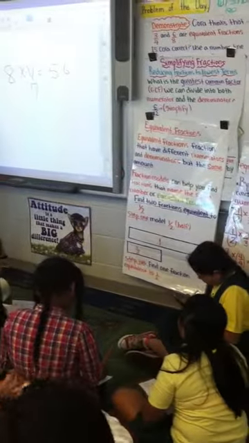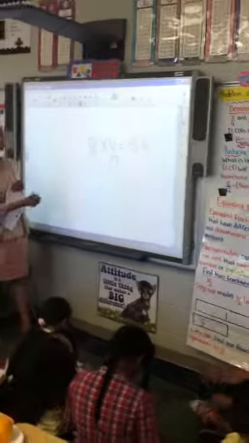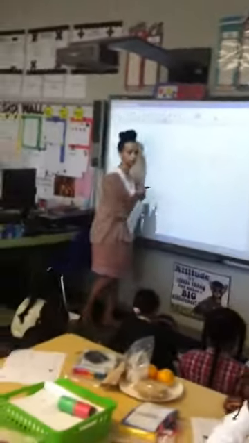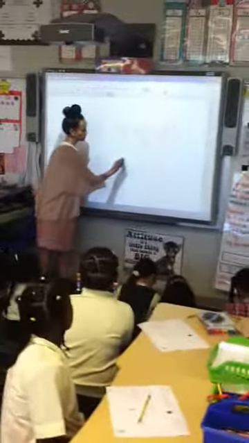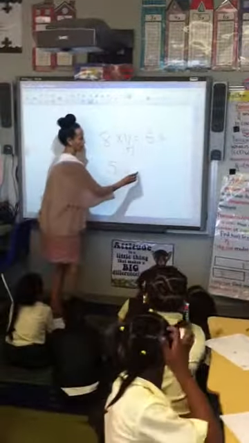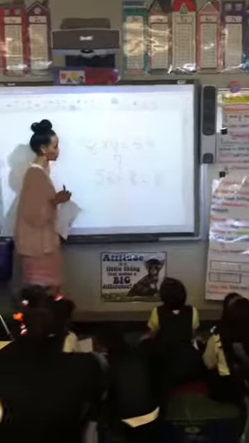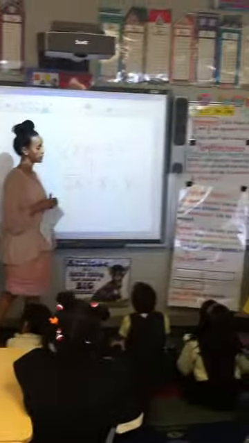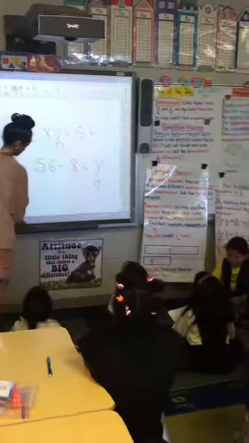What else do I need to know? You need to know the opposite operation. So what is the opposite of multiplication? Division. So what should I ask myself? 56 divided by 8 equals 7. 8 times y equals 56, y is my unknown. So what is 56 divided by 8? 7. Y equals what? 7. We're going to do one more.